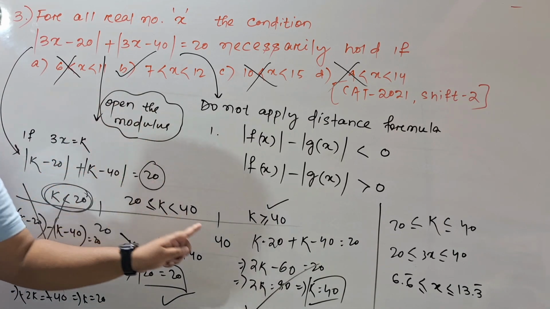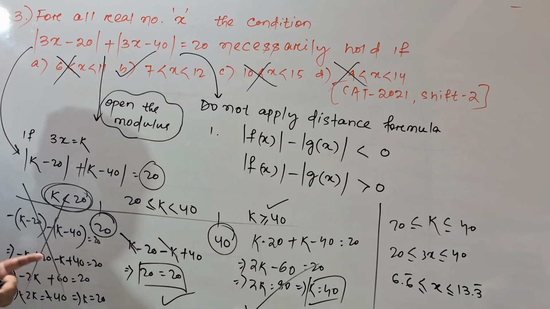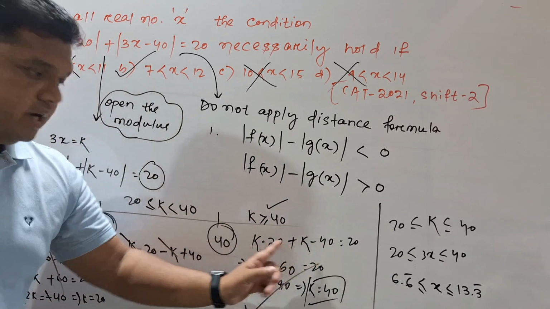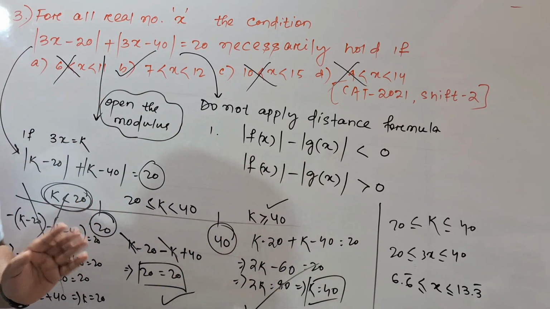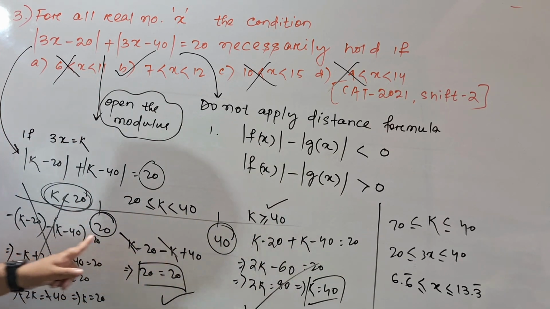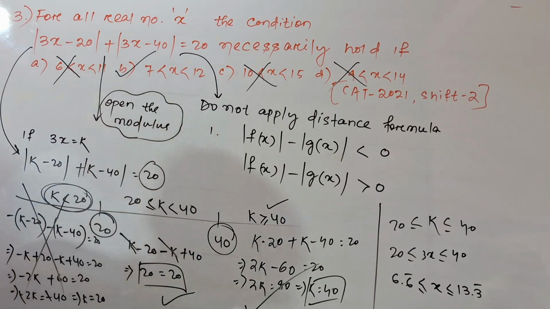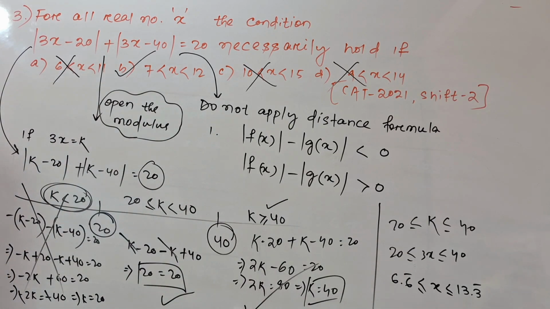How do you open? This is the critical point, and these two are the critical points. Towards the right of the critical point, mod opens with positive sign. Towards the left of the critical point, mod opens with negative sign. Done? Okay. Question number 4.